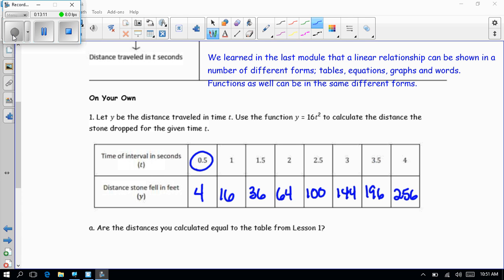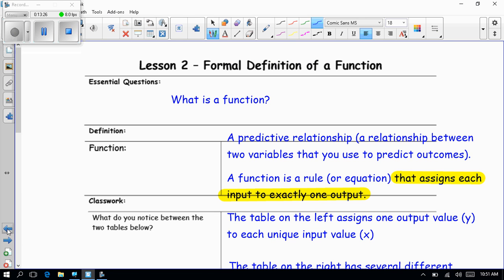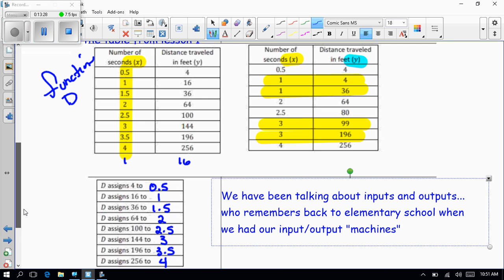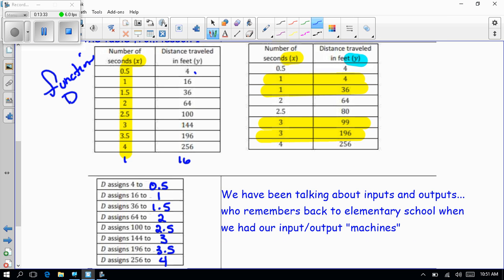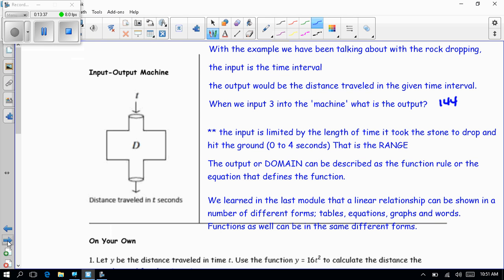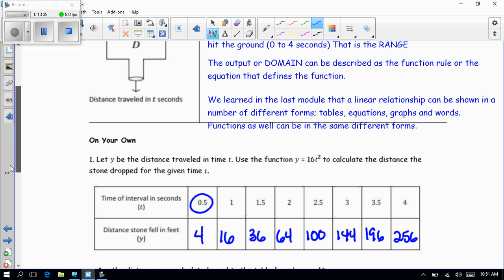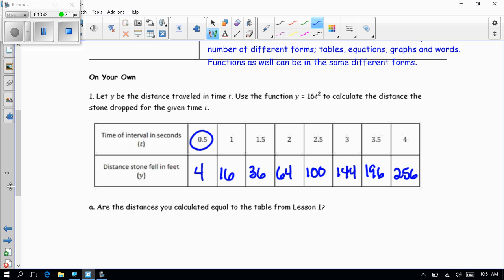Are the distances that we calculated equal to the table from lesson 1, or the table that's actually presented on page 9, which is the same table from lesson 1? So let's flip back over and just make sure that our equation actually worked here. 0.5 is 4, 1 is 16, 1.5, 36. Looks like we got it. It looks like that equation defines the function.